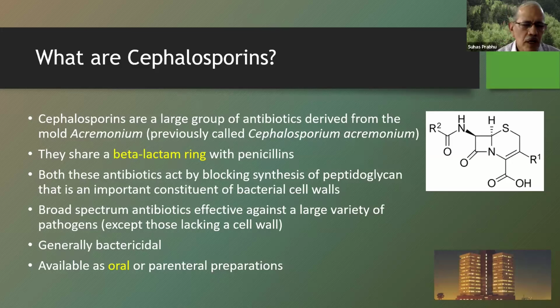So cephalosporins work against a very broad, large variety of pathogens. Of course, only those that have a cell wall. If they don't have a cell wall, like rickettsia and mycoplasma, beta-lactams won't work. Because they can prevent or damage the cell wall, they will generally kill the bacteria. So it's bactericidal. They are available, of course, as oral or parenteral, but the rest of my talk is going to be only on the oral cephalosporins. They were discovered in 1945 by this gentleman, Giuseppe Brotzu, an Italian.